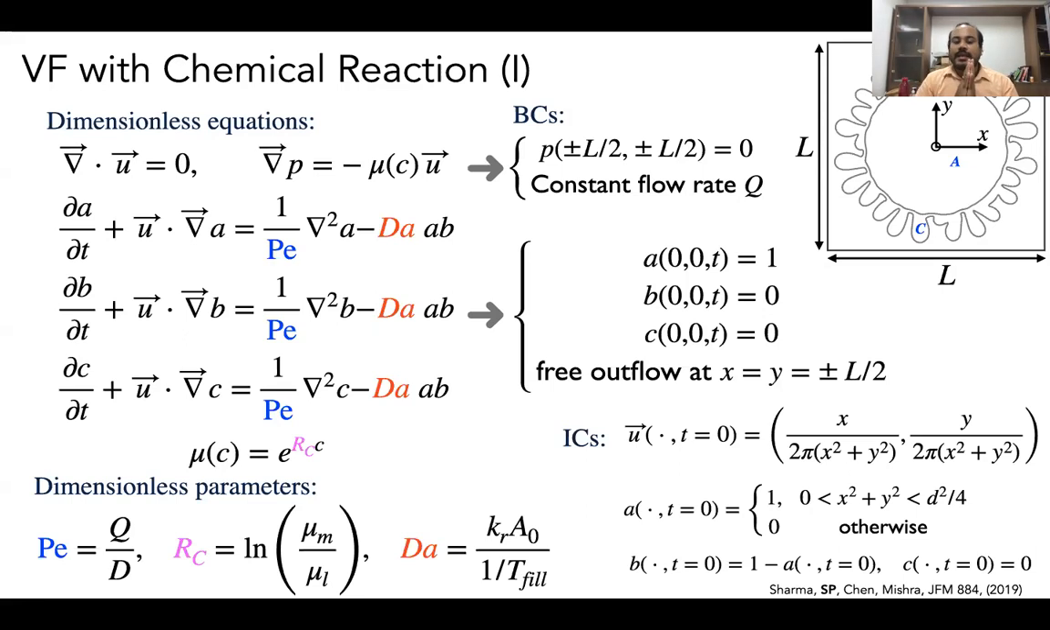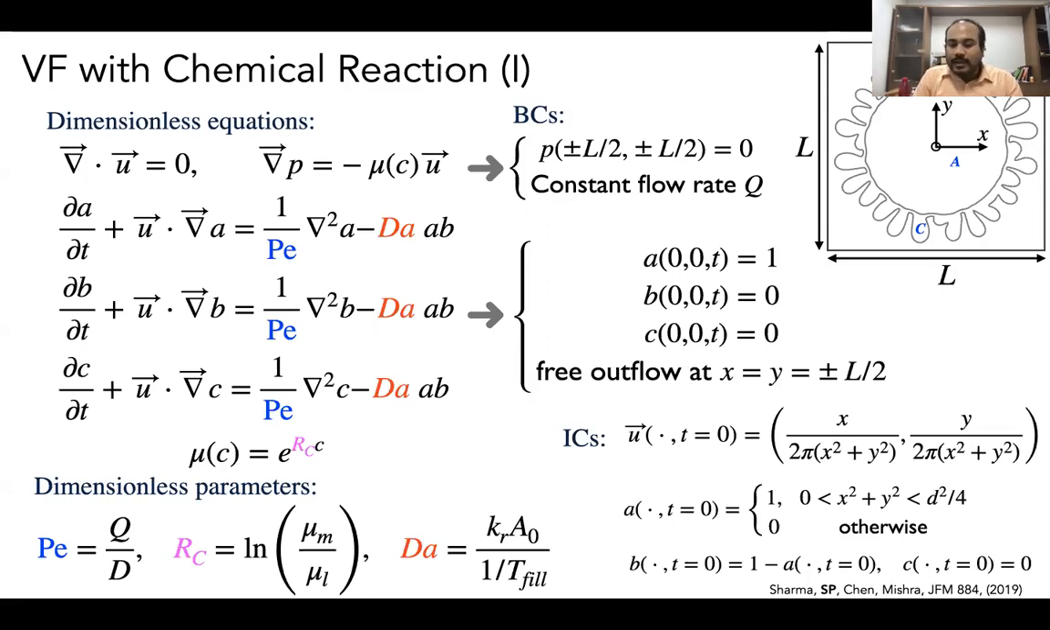So initially we assume that the fluid velocity looks exactly like a point source velocity, which is written in Cartesian coordinates as x over 2π(x² + y²), and the y component is y over 2π(x² + y²). But actually it is 1 over 2πr if we write it in terms of the polar coordinate system.